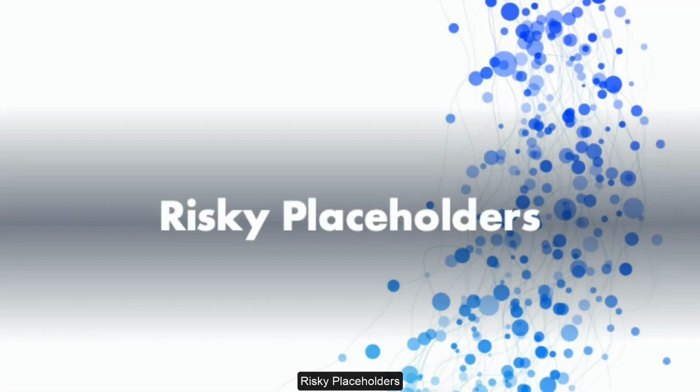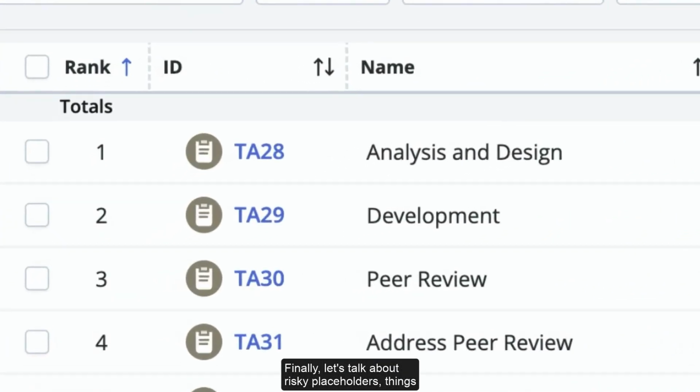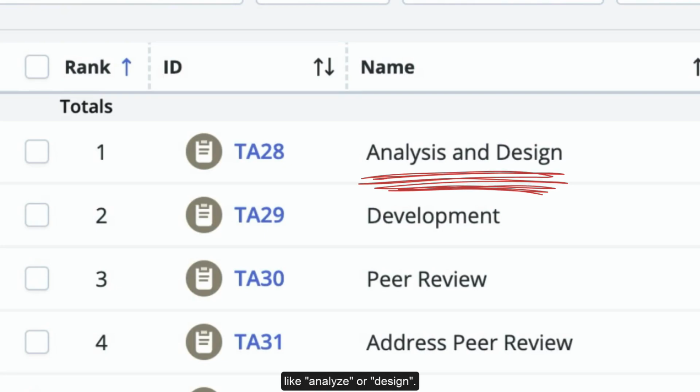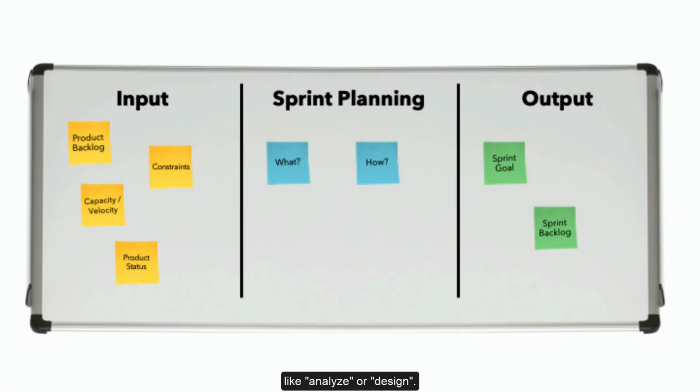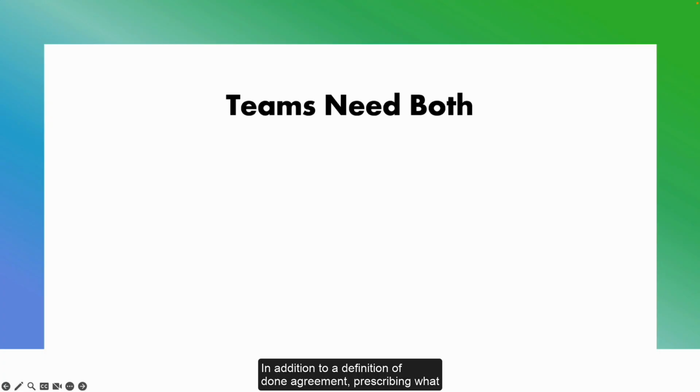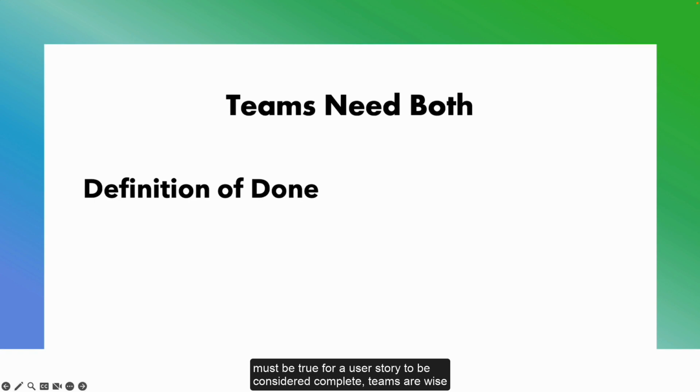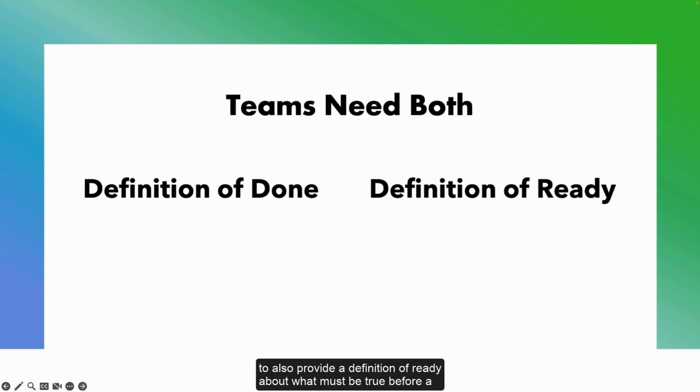Risky placeholders. Finally, let's talk about risky placeholders, things like analyze or design. It's best to do these activities before or during sprint planning, rather than having them as a task under the story. In addition to a definition of done agreement, prescribing what must be true for a user story to be considered complete, teams are wise to also provide a definition of ready about what must be true before a team consumes a story into a sprint.